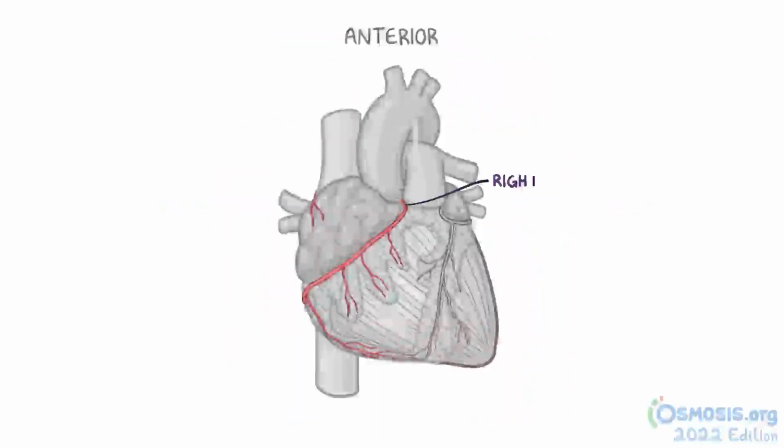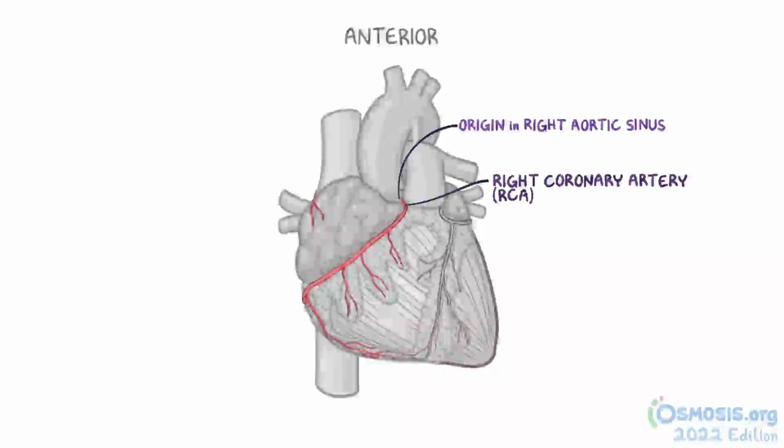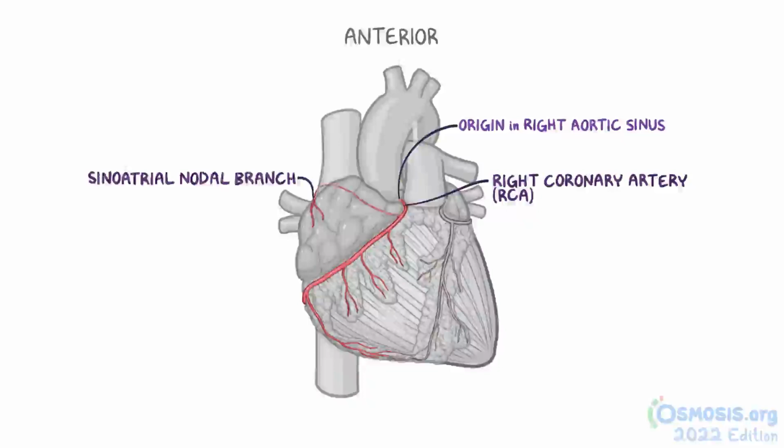Let's begin with the right coronary artery, or RCA, which has its origin in the right aortic sinus and passes to the right side of the pulmonary trunk. Close to its origin, the RCA gives a sinoatrial nodal branch, which supplies the sinoatrial node. The RCA then descends in the coronary sulcus. Along the way, it gives off the right marginal branch, which gets close to the apex but doesn't reach it and supplies the right border of the heart.